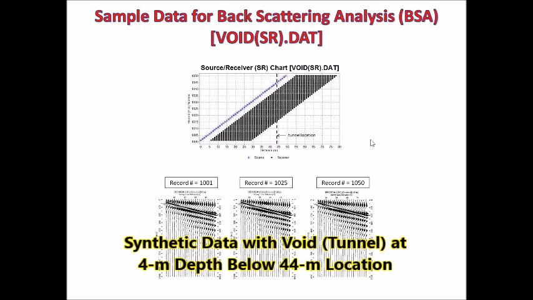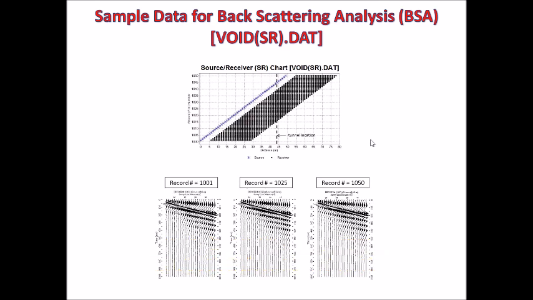A sample data set has been provided for the purpose of practicing backscattering analysis. It is called void.dat. It already has a source receiver configuration encoded. That's why it has this SR appended in its file name. It has a total of 50 records of 24-channel acquisition for each record, and it is basically roll-along acquisition.